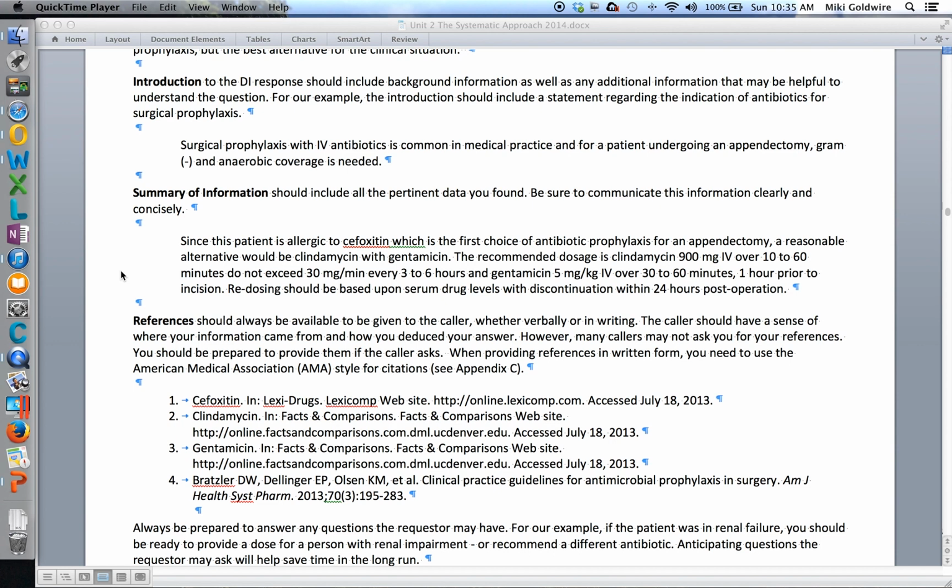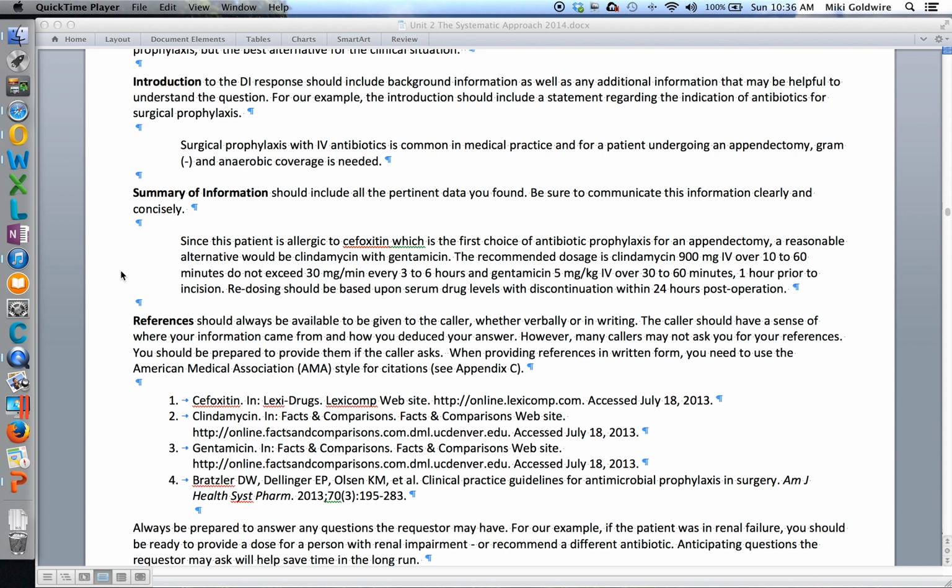The recommended dosage is clindamycin 900 milligrams IV over 10 to 60 minutes, do not exceed 30 milligrams per minute, every 3 to 6 hours, and gentamicin 5 milligrams per kilo IV over 30 to 60 minutes, 1 hour prior to incision. Redosing should be based upon serum drug levels with discontinuation within 24 hours post-operation.